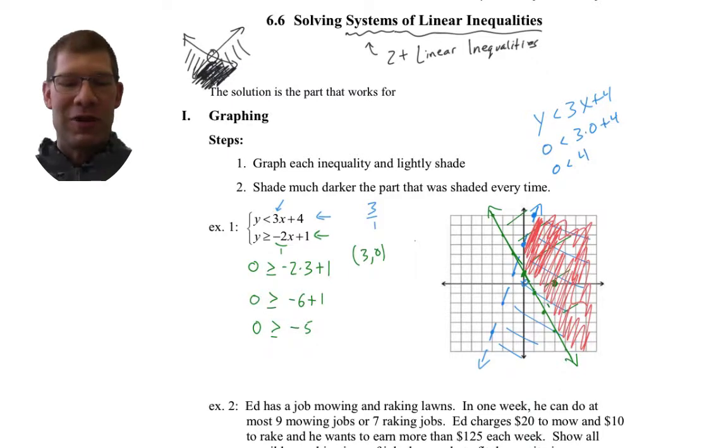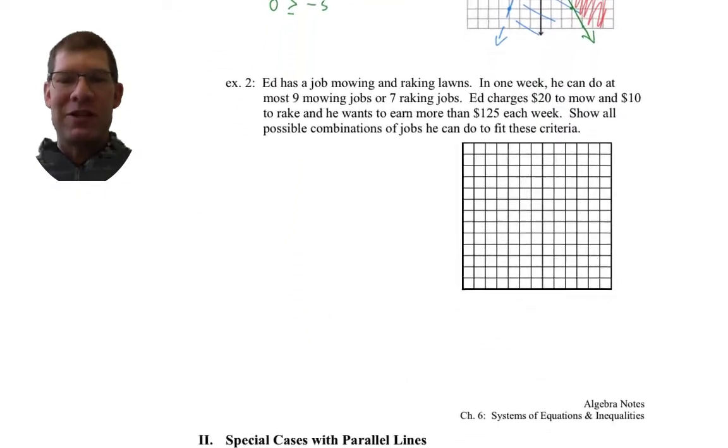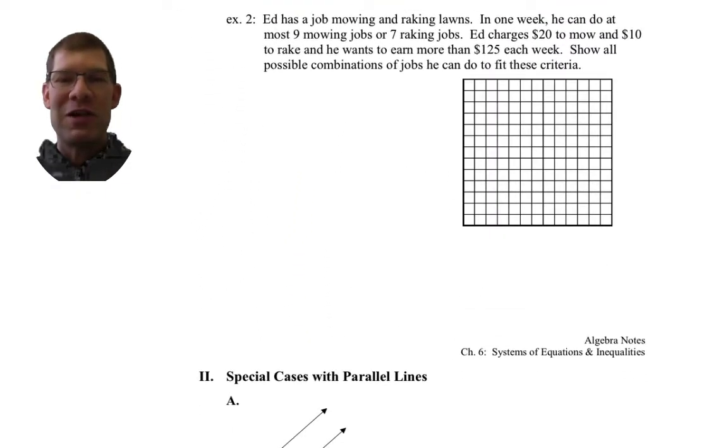So that's example 1. Most of the ones you see are going to look just like that, and you just kind of crank through those. But we will throw some story problems at you also. So I'll just do a quick mention on the story problems, and I'll try to go a little quicker through this one. Ed has a job mowing and raking lawns. In 1 week he can do at most 9 mowing jobs or 7 raking jobs. Ed charges $20 to mow, $10 to rake, and wants to earn more than $125 each week. Show all the possible combinations.